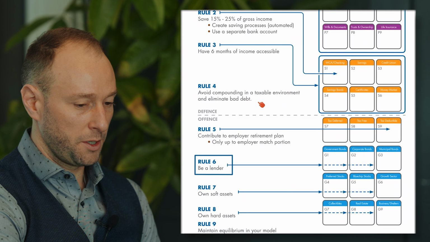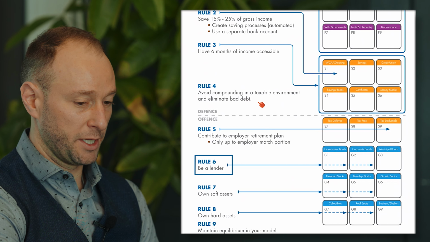So in the U.S., they have municipal bonds. We don't have municipal bonds in Canada. When we talk about lending money, we also talk about private debt. So you can do second mortgages, first and second mortgages.